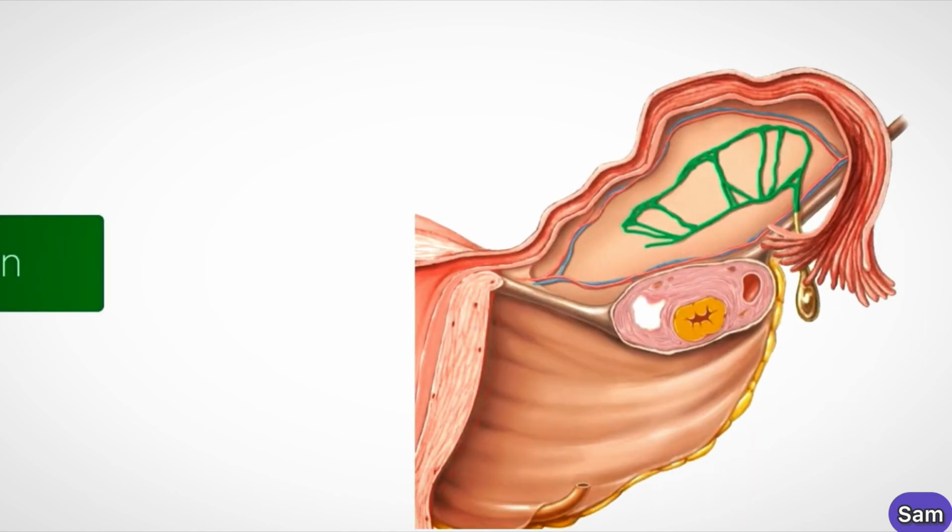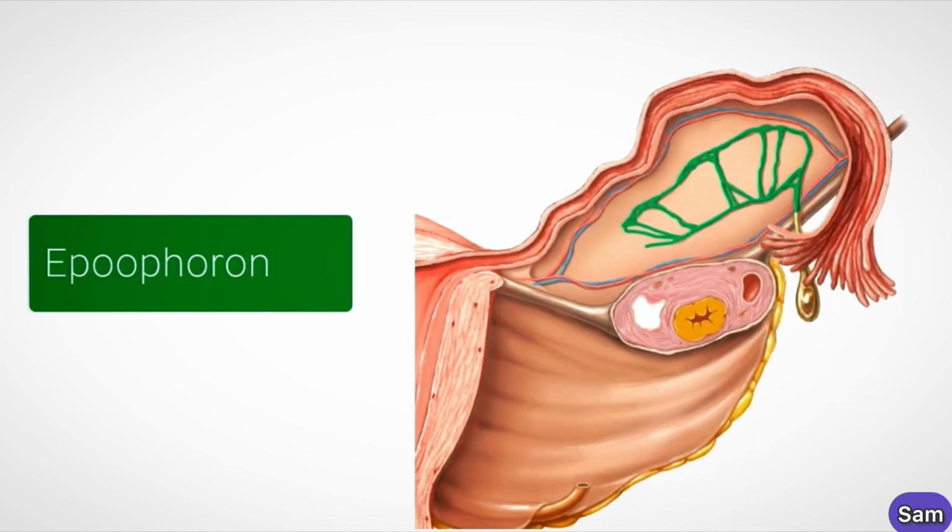The next structure we will look at is the epoophoron. And the epoophoron is a remnant of the mesonephric duct, which is an embryological structure that regresses in females but differentiates into many reproductive organs in the male. Specifically, the epoophoron is the equivalent of the male epididymis, but does not really have a function in females. And the epoophoron is found bilaterally.